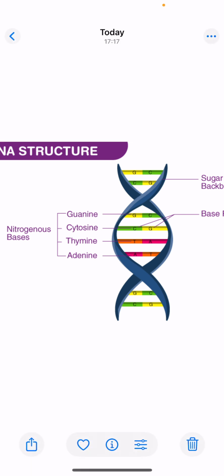Nitrogen bases basically are the building blocks of DNA that form the rungs of the DNA ladder. They're responsible for storing genetic information through their specific pairing. There are four types of nitrogen bases, and each of them is really important to know. First one is adenine, then there is thymine, then there is cytosine, then there is guanine. Also, you can say guanine, cytosine, thymine, and adenine.